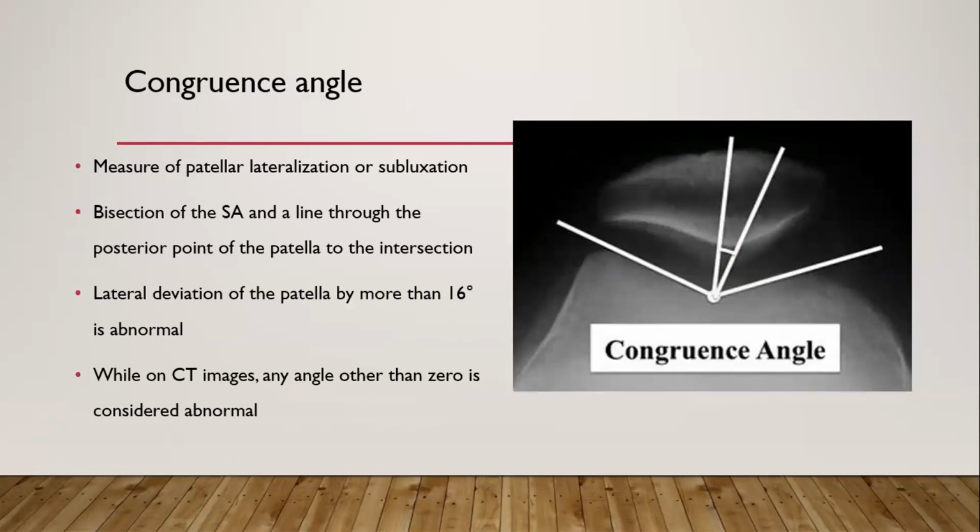Congruence angle is measured by bisecting the sulcus angle and drawing a line through the posterior point of the patella to the intersection. If the lateral deviation of the patella is more than 16 degrees, then it is considered abnormal. And in CT images, the congruence angle should be 0. If it is more than 0, then it is abnormal.